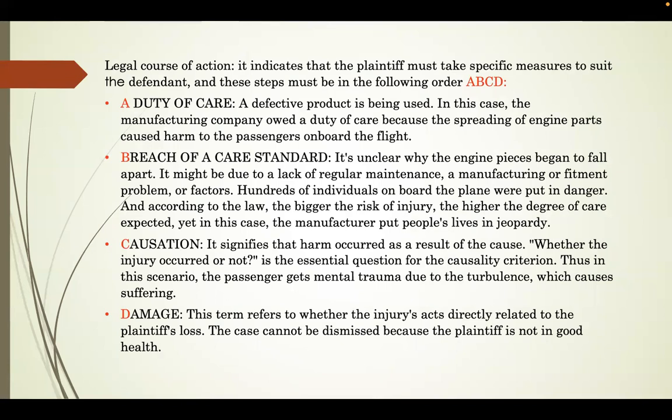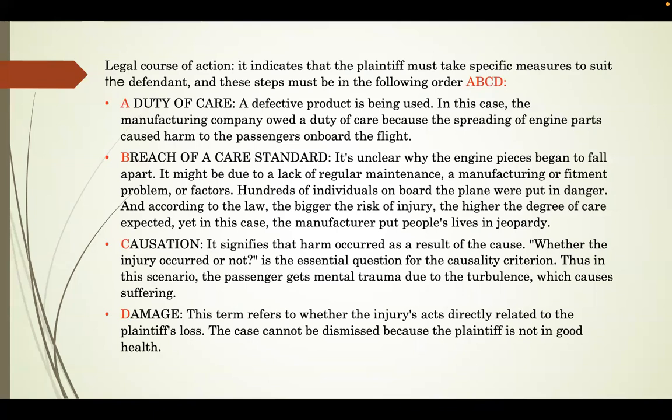It's unclear why the engine pieces began to fall apart. It might be due to lack of regular maintenance or quality checks, a manufacturing or fitment problem, or various other factors. Hundreds of individuals on board the plane were put in danger, and according to the law, the bigger the risk of injury, the higher the degree of care expected. Yet, in this specific case, the manufacturer has put people's lives in jeopardy.